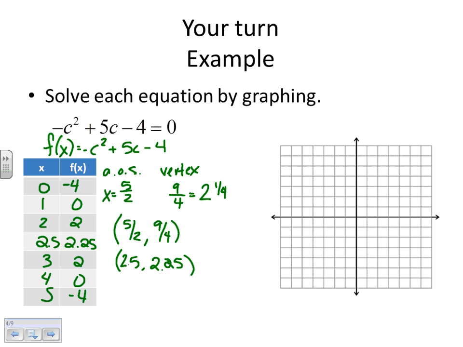All right, and then we go from 0, negative 4, 1, 0, 2, 2, 2 1/2, 2 1/4, 3, 2, 4, 0, and 5, negative 4. And here we get our smooth little parabola here. Okay, and then where it crosses the x-axis is where our roots are. So we've got our roots being positive 1 and 4.